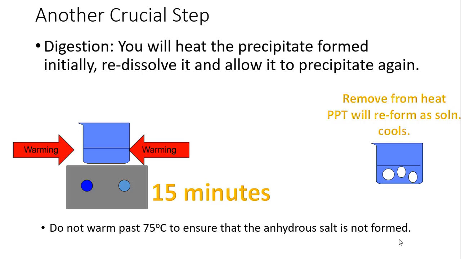What you don't want to do is heat it past 75, because if you do, then what happens is you drive off the water, and so your precipitate becomes the anhydrous salt rather than the hydrate. And that matters because when you're calculating percent yield and limiting reagent and the theoretical yield and things like that, the hydrate is going to weigh more, 18 grams per mole more than the anhydrous salt. So you don't want to drive the water off. You want to retain the hydrate.